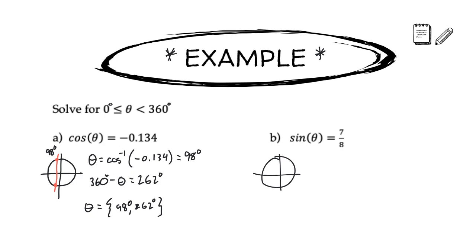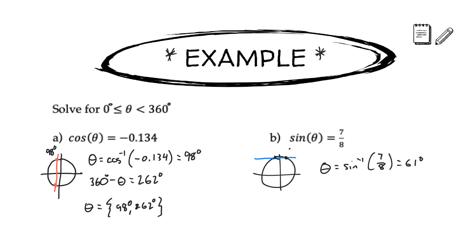When I work out a similar problem for sine, of course, there's a slight difference. I want to know where sine is equal to 7/8, so I can draw a horizontal line about 7/8 up close to the top. I'm still going to need my calculator to get things started. I evaluate inverse sine of 7/8, and that gives me 61 degrees.